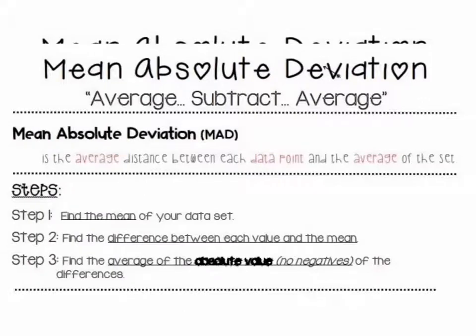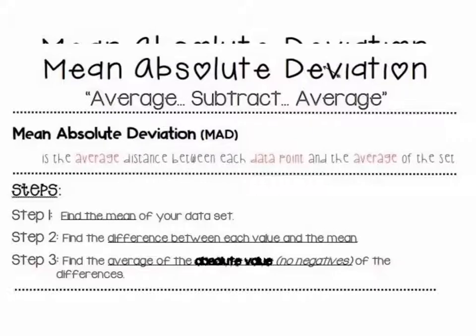Good morning, guys. So today we're going to talk about the mean absolute deviation. And I don't want you to freak out about that name. It sounds kind of scary, but it's really actually very simple to do. It's basic math, all right? So, mean absolute deviation is the average distance between each data point and the average of the set.